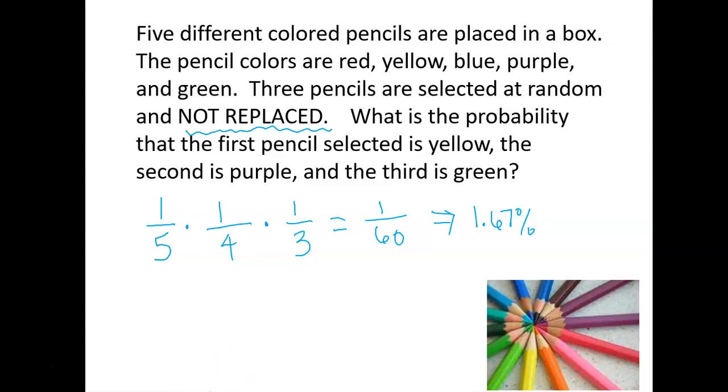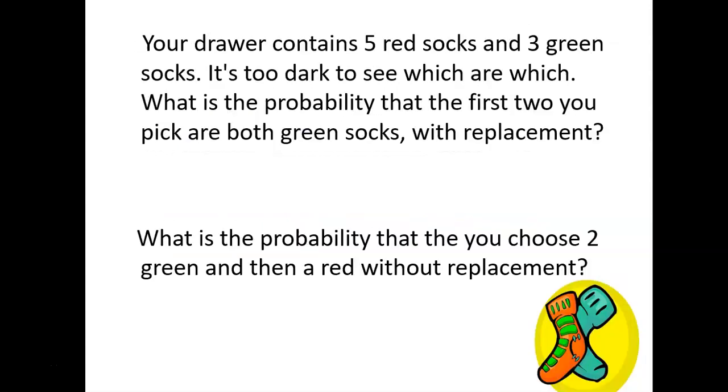All right, let's look at another one. Your drawer contains 5 red socks and 3 green socks. It's too dark to see which are which. What is the probability that the first 2 you pick are both green socks with replacement? So that means I grab a sock, I see that it's green, I replace it, so I throw it back in, and then I grab a sock again.